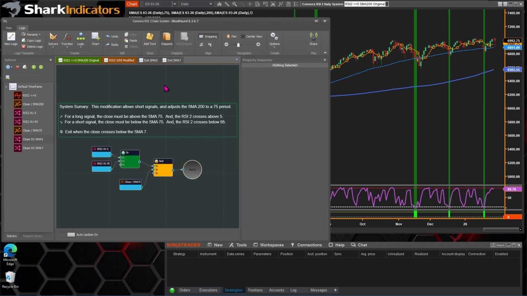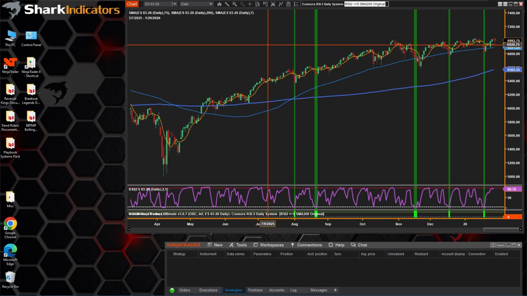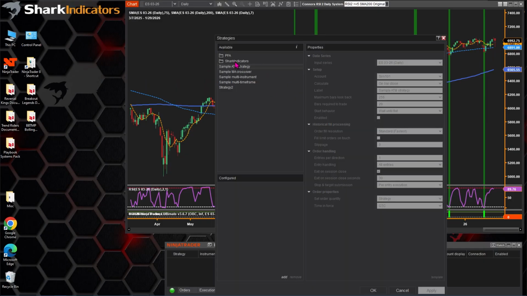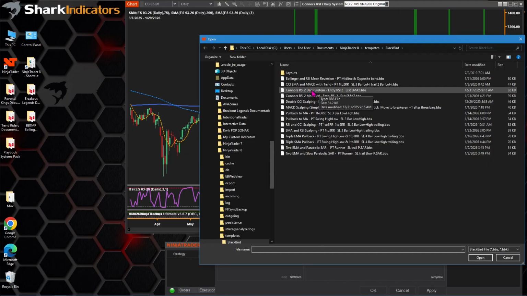Next, we'll take a look at the Blackbird systems. To do that, go into the strategies window and into SharkIndicators, and load Blackbird onto the chart. First, let's load in the Blackbird file. This time, you'll notice there are two Connors RSI2 files. There's the original system, and then this other one uses the modified system. We'll look at the original first.